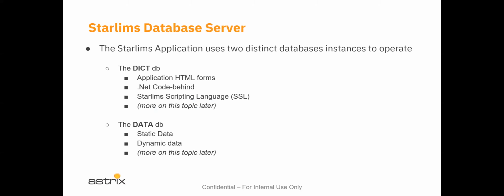So the STARLIMS database really consists of two distinct database instances. One of them is called DICT. That's how it's pronounced and referenced. It's actually the dictionary. And then they also have what's called the data DB database. The dictionary hosts all of the application HTML forms, the .NET code behind the forms. That's written in the JScript language. It's proprietary to STARLIMS. And then it also hosts the STARLIMS scripting language. This is the server-side language, SSL. And we'll be talking more about this later.